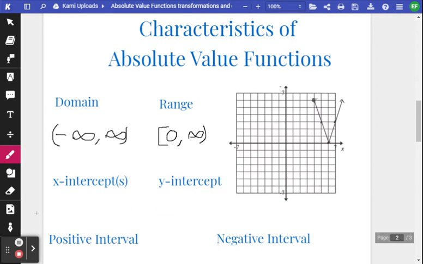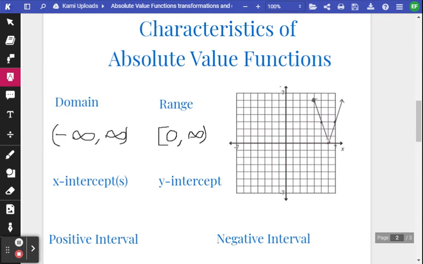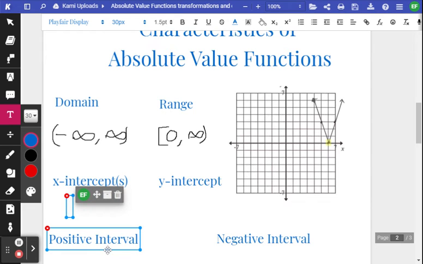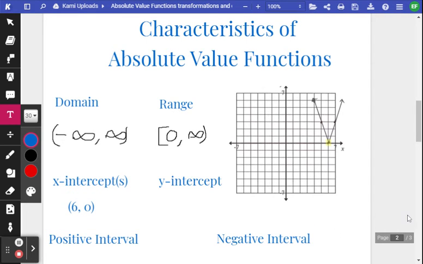For x-intercepts, we're talking about where our function crosses the x-axis. So our function crosses the x-axis right at this point right here, right? Because this is our x-axis. So we know that this point is at, looks like 6. So our x-intercept is going to be at 6, 0. It's important that your x-intercepts are always written as coordinates because that's what they are.